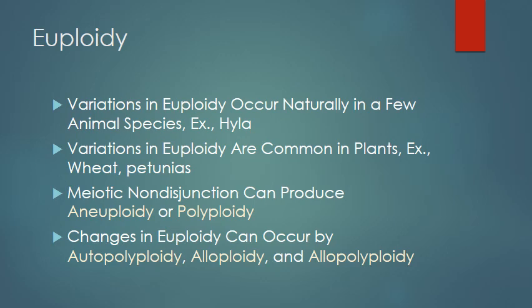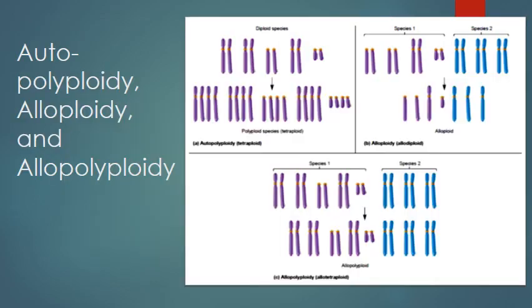So, the last thing is that changes in euploidy can occur by autopolyploidy and allopolyploidy. Different mechanisms account for changes in the number of chromosome sets among natural populations of plants and animals. Actually, I have to see the next picture to understand this. Yeah, this one.